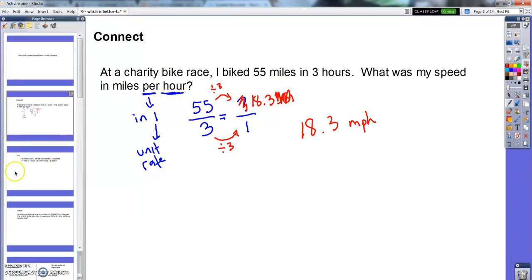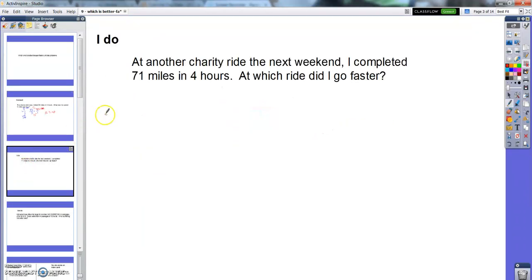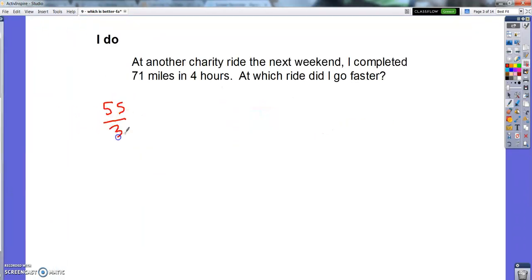So I'm going to take that same question into our I do. At that race, I went 55 miles in 3 hours, and that was the same as 18 and 3/10 miles in 1 hour. At another charity bike ride next weekend, I completed 71 miles in 4 hours. More miles, more hours. So at which ride did I go faster? This is a really common unit rate question. They're going to say, find the unit rate in my first ride, find the unit rate in my second ride, and compare the two and see which one was better.